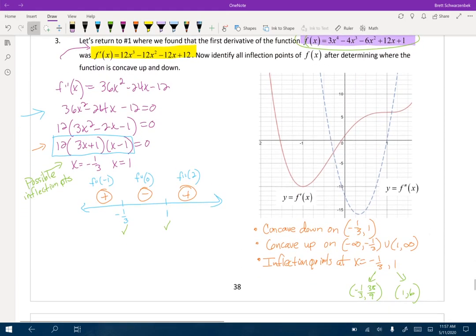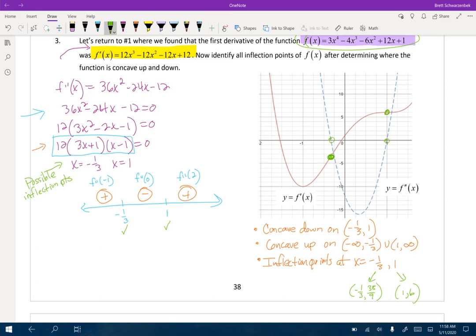Okay, so let's look over the graph. Are you ready? So we identified possible inflection points at -1/3, which is about right here, and at 1, which is about right here. So note, this is where, by the way, the second derivative crosses the axis. That's what that parabola is, by the way. We have to go to the graph.